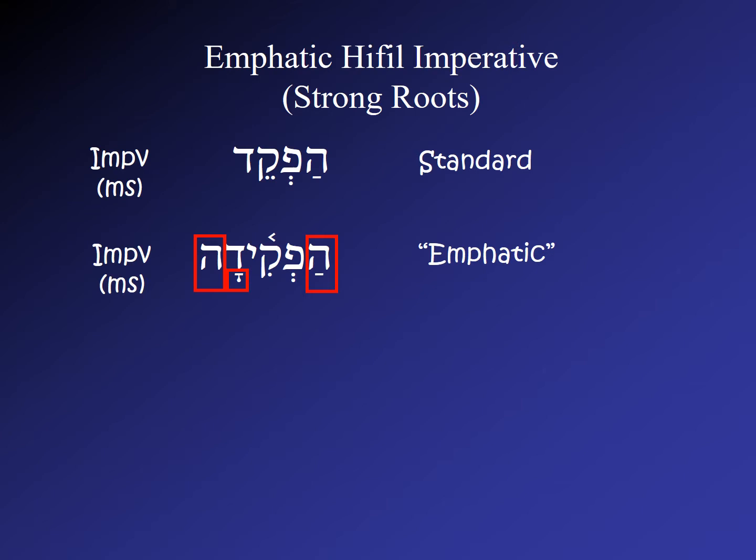When we add an ending with a vowel, of course, it causes our zere to revert to a full hirek yod between radicals 2 and 3. So the imperative standard form hafked, in the emphatic form hafkida. Grammarians are not entirely sure of the difference in these two forms, whether one is in fact emphatic or whether it's simply a matter of rhythm and pronunciation.